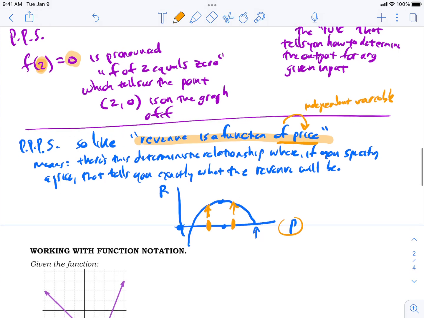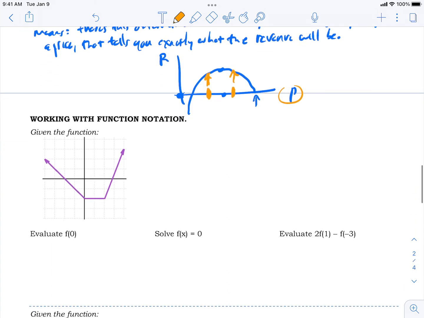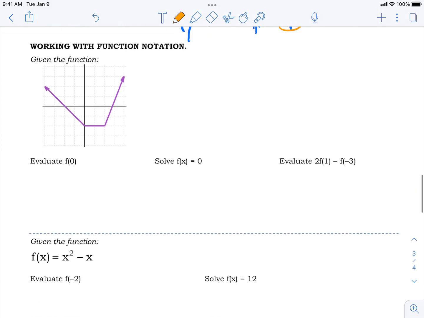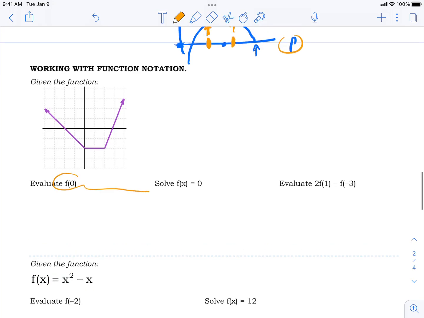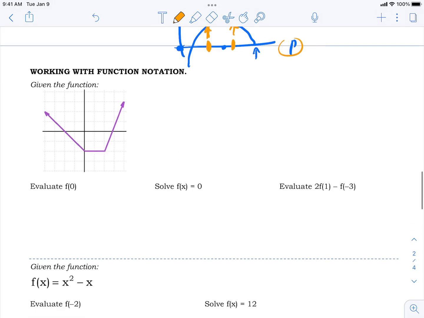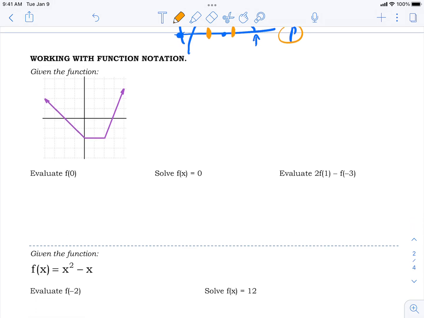Okay, cool. Well, now that we've got this function notation, we're going to need to work with it. So here's some function notation right here. Let's practice with our function notation a little bit. We need to be able to read it, write it, and know what it says.